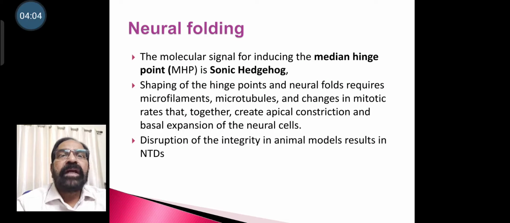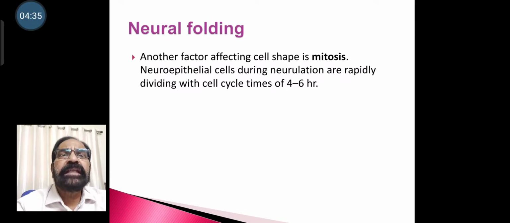The molecular signal for inducing the median hinge point is sonic hedgehog. Shaping the hinge points and neural folds requires microfilaments, microtubules, and changes in the mitotic rates that together create apical constriction and basal expansion of the neural cells. Disruption of their integrity in animal models resulted in neural tube defects. Another factor affecting the cell shape is mitosis. Neuroepithelial cells during neurulation are rapidly dividing, with cell cycle times of 4 to 6 hours.